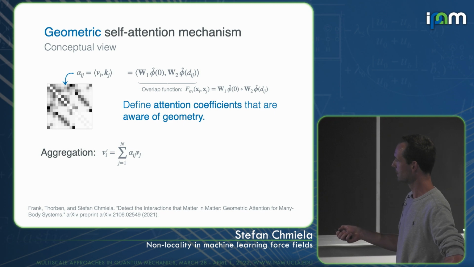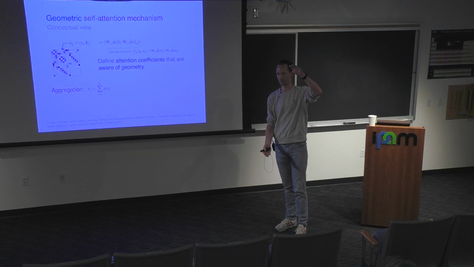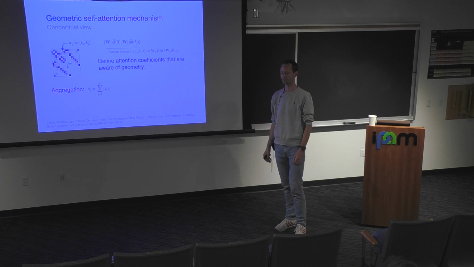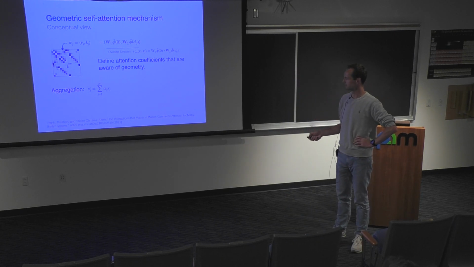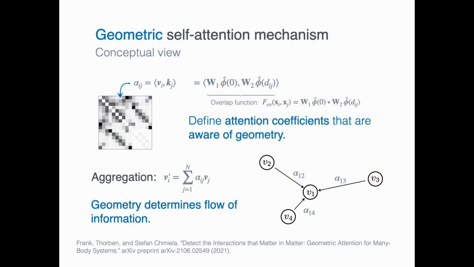Then we can assemble this self-attention block: we can use many of them to make it wide, and then take this layer and use many of them one after the other to make a deep network. In every step, we generate an attention matrix like this and then aggregate information according to this attention scheme. This allows us to make the geometry determine the flow of information through our system, and we do it over several steps.